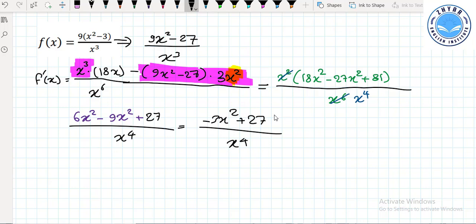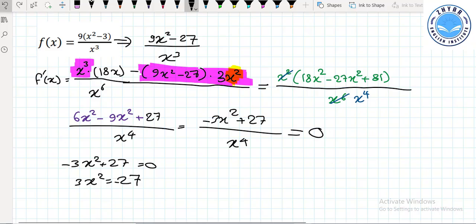What makes this 0? That's the derivative equal to 0. So the numerator, negative 3x squared plus 27 equal to 0. 27 to the other side. 3x squared equal to 27. This will be negative, this will be negative. This is already negative, so the negatives cancel out. Divide by 3. X squared equal to 9. That means x is equal to positive negative 3. X equal to positive negative 3 are two critical values.